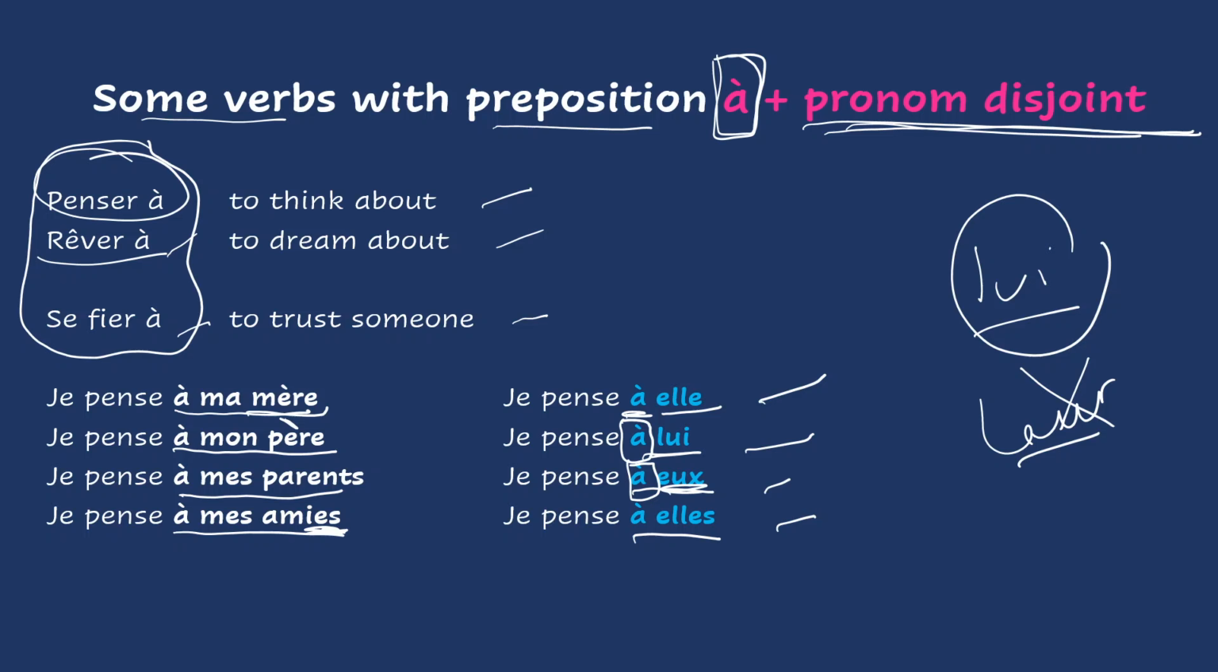So those are exceptions. You don't want to focus on the exceptions, you want to focus on the previous slide, but just in case, because those verbs are very useful, even this one, remember that if you are using penser à plus a noun of a person, you will need to use a pronom disjoint and not an indirect object pronoun.